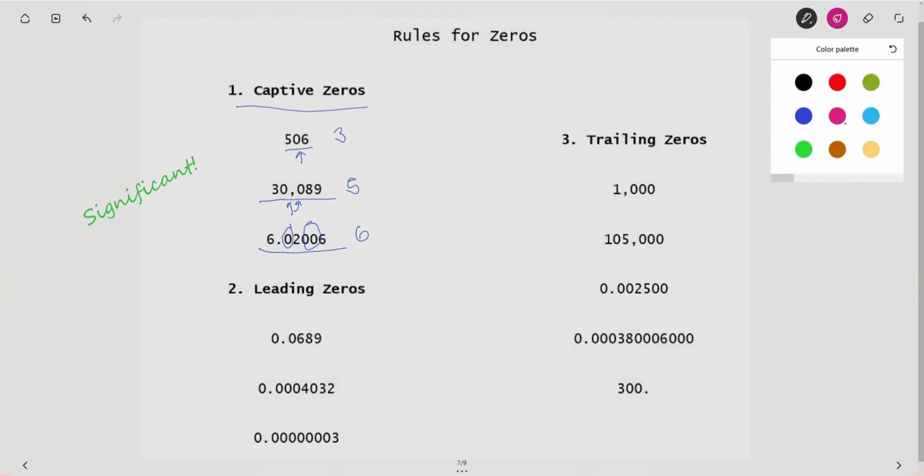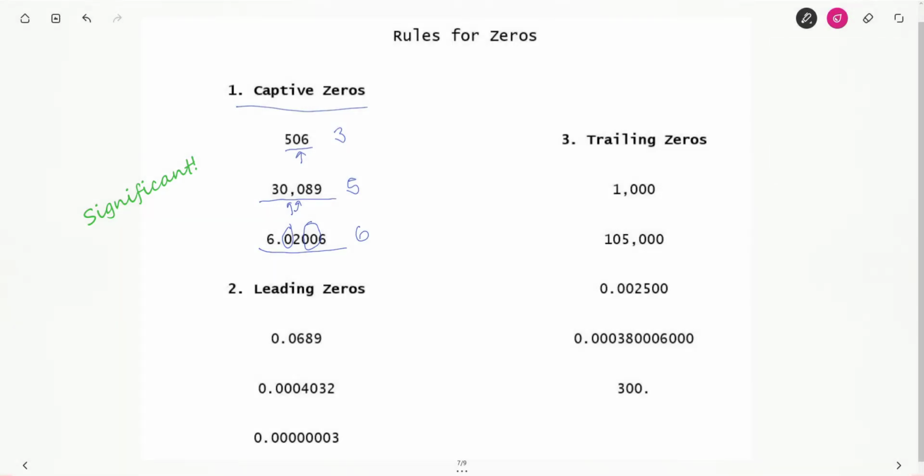Let's switch up color just to make it a little more interesting. Okay, so rule number 2, leading zeros. Leading zeros are zeros that lead into your number. So if you look at my first example here, I'm just going to call this 1 leading 0. This one just shows where the decimal place is. So I have a 0 before my first non-zero digit. That is not a significant 0, so you don't count it. I only have 3 sig figs here.